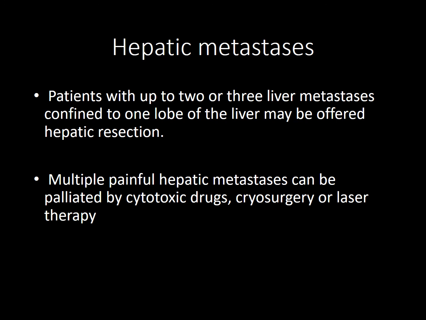What do we do with hepatic metastasis? A patient with up to 3 liver metastases confined to one lobe of the liver may be offered hepatic resection. Multiple painful hepatic metastases can be palliated by cytotoxic drugs, cryosurgery, laser therapy, hepatic embolization, or microwave, and not by resection. So a patient with 2 or 3 liver metastases confined to one lobe of the liver may be offered hepatic resection.